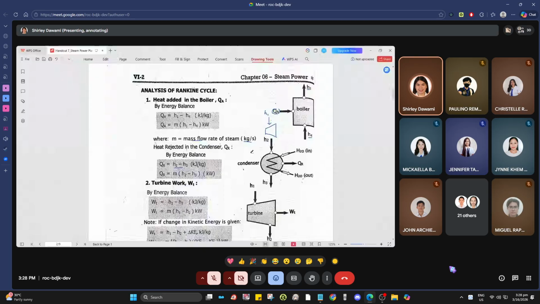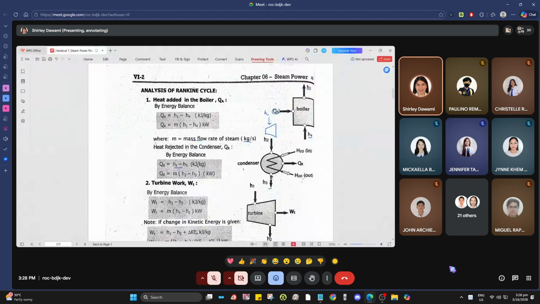Okay. Nisod siya sa condenser as H2, which is a wet steam. H2 minus H3. Okay? H2 minus H3. So basic ang thinking na to, may mo bang out minus in. So depende na siya. Kaya parehas ani sa QA, that is H1 minus H4. Di ba?